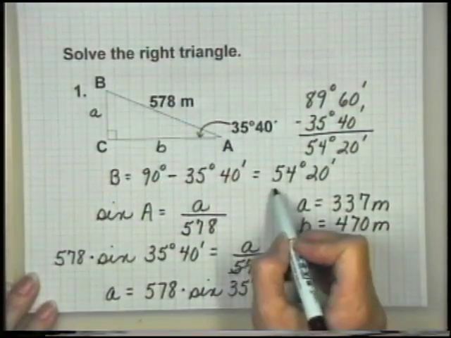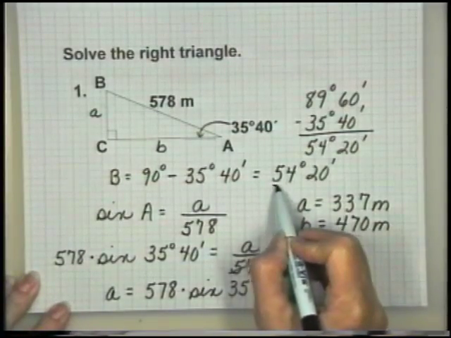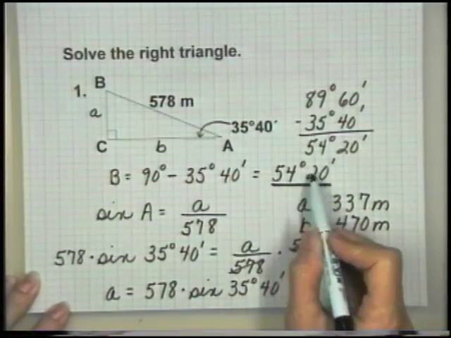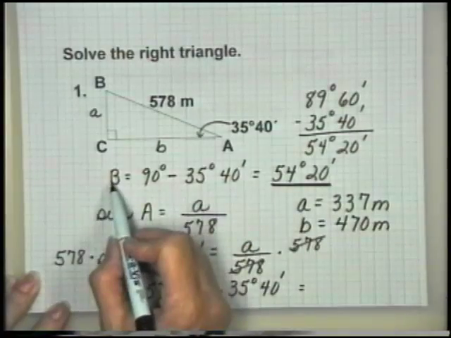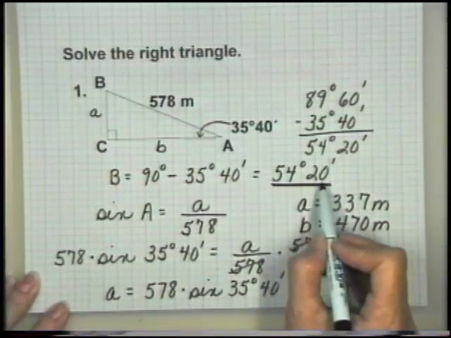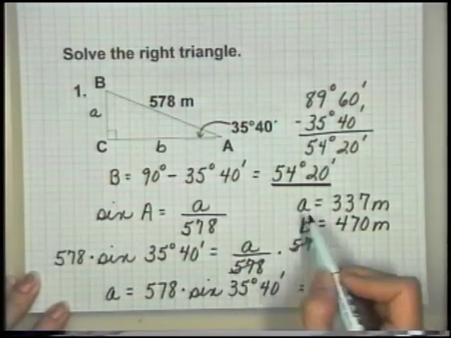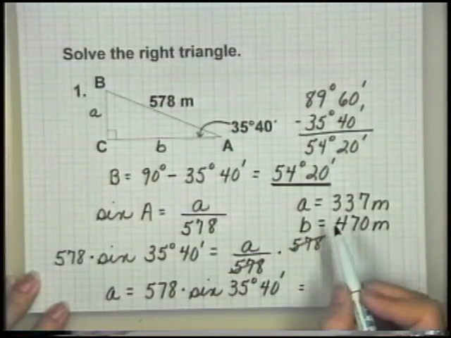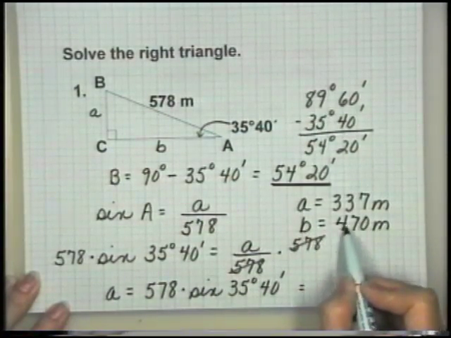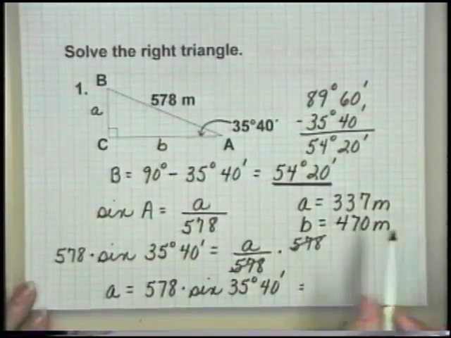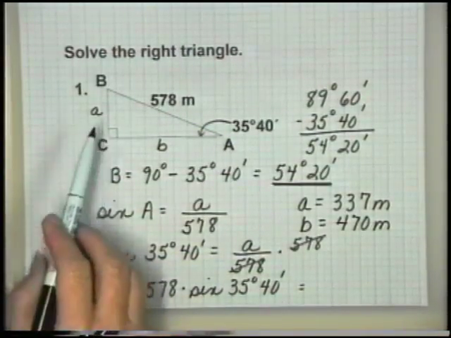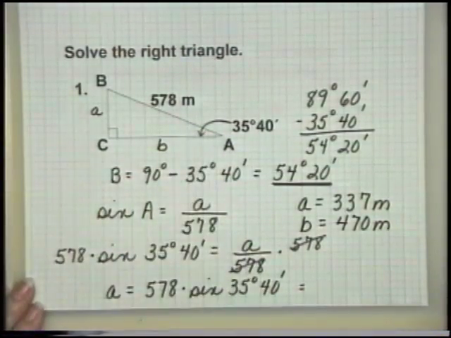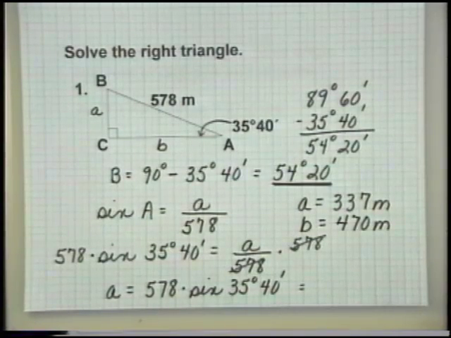So when it says to solve this triangle, notice I got these 3 answers. Angle A is 54 degrees 20, angle B is 54 degrees 20 minutes, side A is 337 meters, and side B is 470 meters. And of course I already knew angle C, side C, and angle A.